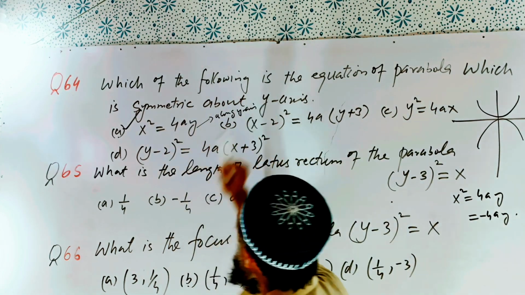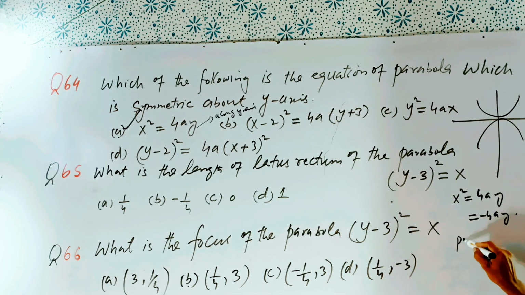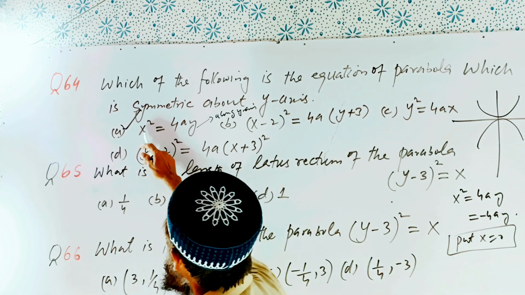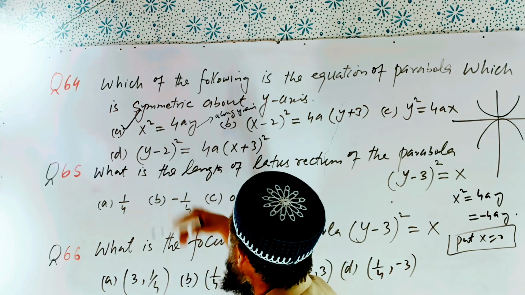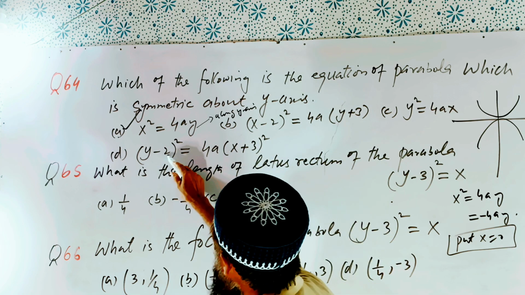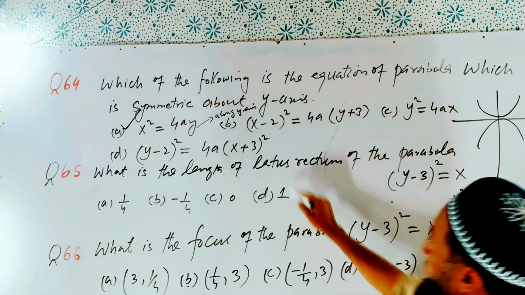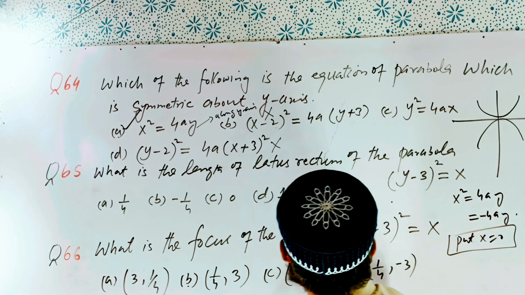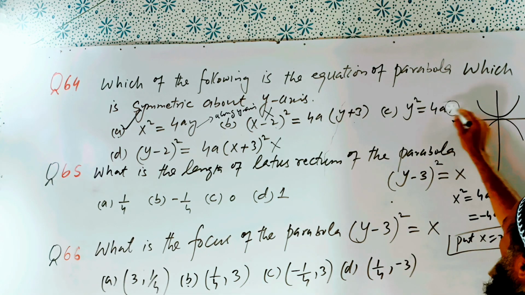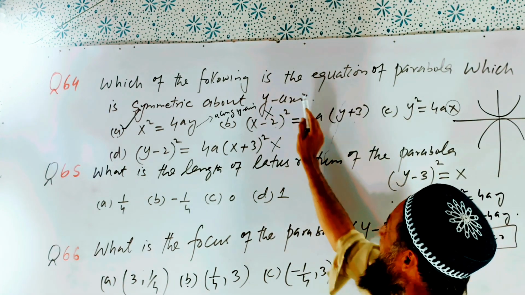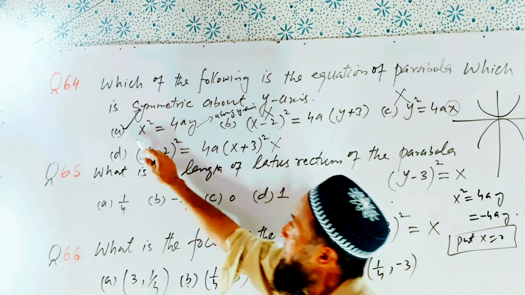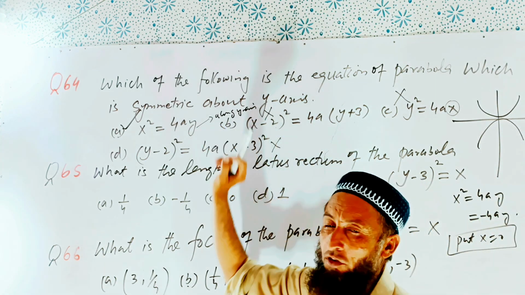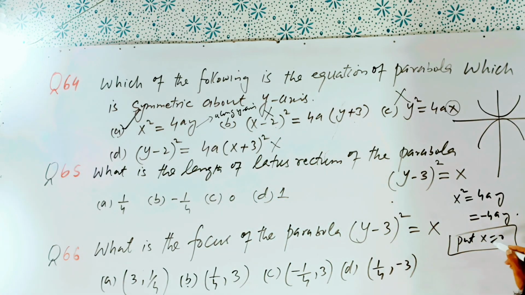It is symmetric about the y-axis, and for symmetry about the y-axis, we put x is equal to 0. Now look here, if x is equal to 0, we get this answer, and here y square. The vertex is 2 and minus 3. That is not suitable. So this will be wrong. And here x square, vertex is 2 and minus 3. That is also incorrect. And here y square, the parabola is along the x-axis, but here it asks about the y-axis, so that is also wrong. Option A is the correct option because the parabola is along the y-axis, then it is symmetric when we put x is equal to 0.